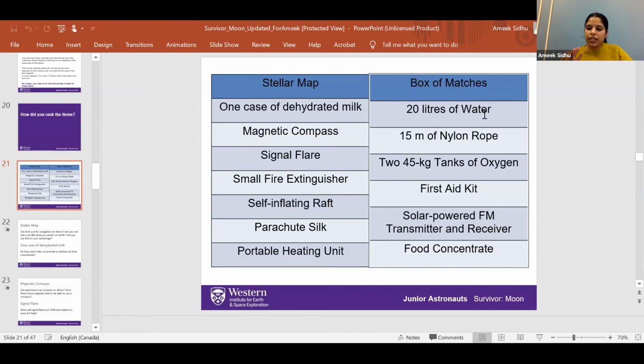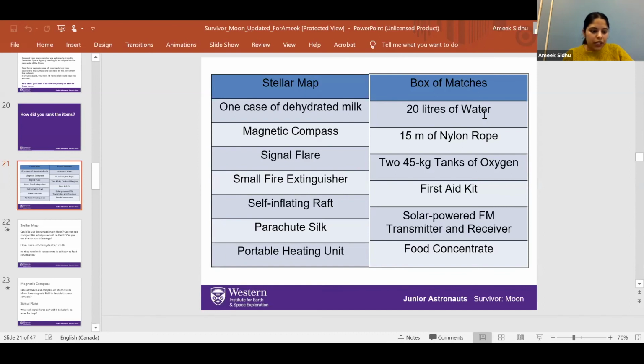Number 9 would be the self-inflating life raft. That will be just giving them some propulsion because they wouldn't have to take the steps themselves. So it'll relieve them of some effort that they'll have to put in walking.